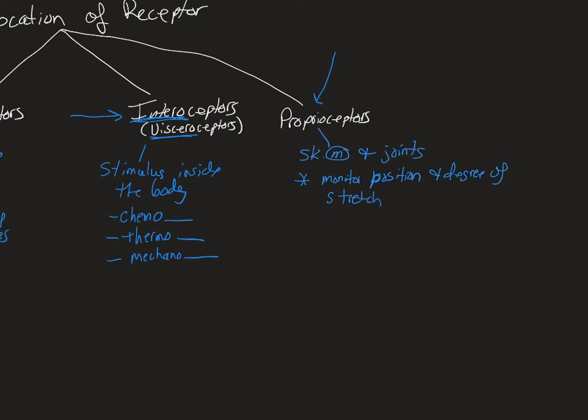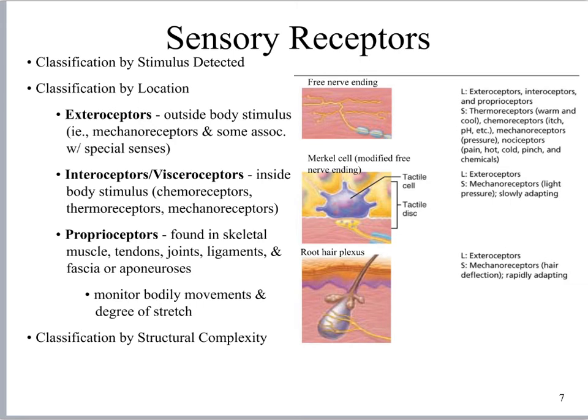Let's actually look at a picture of some of these before we go on to looking at stimulus by structure. So this little picture I like because they start merging concepts. L is location, S is stimulus type. So here we have a free nerve ending, which could be an exteroceptor or an interoceptor or a proprioceptor. It depends on where it's at.